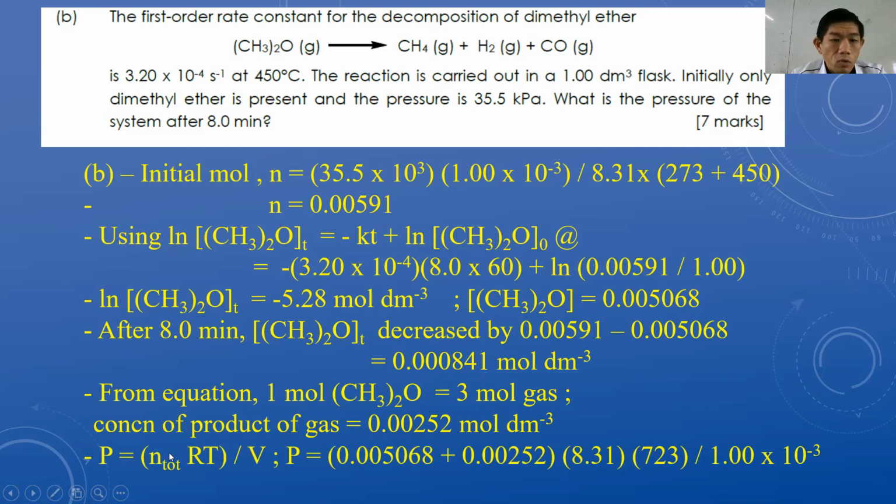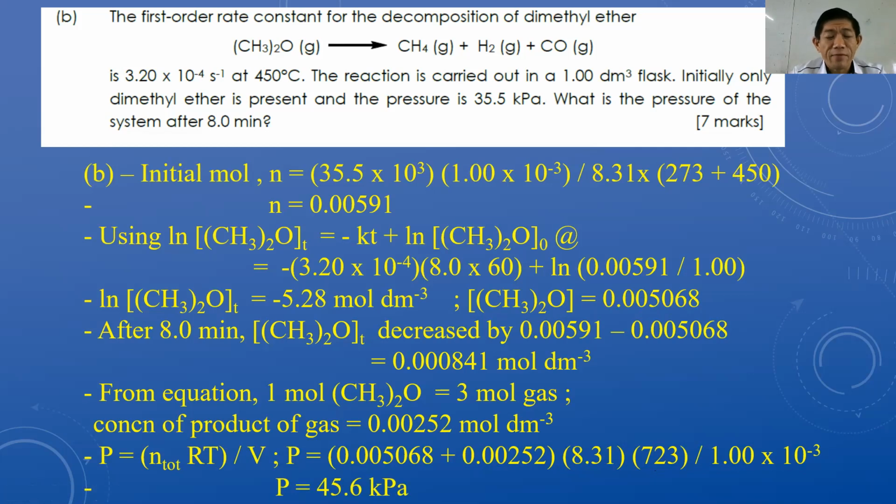So you use P equals nRT total. So P is equal to 0.005608, which is from here, plus the total gas produced 0.00252, multiplied by 8.31 times 723, which is from here, divided by 1.00 times 10 power negative 3, which is the volume of the gas. Okay, so you get your pressure equals 45.6 kilopascal.